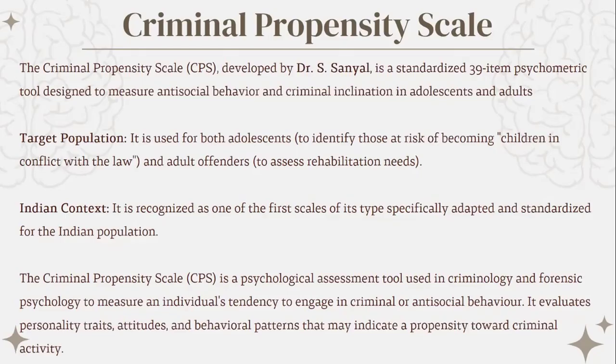The criminal propensity scale is a psychological assessment tool used in criminology and forensic psychology to measure an individual's tendency to engage in criminal or antisocial behavior. It evaluates personality traits, attitudes, and behavioral patterns that may indicate a propensity towards criminal activity.